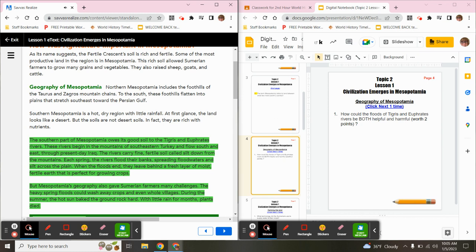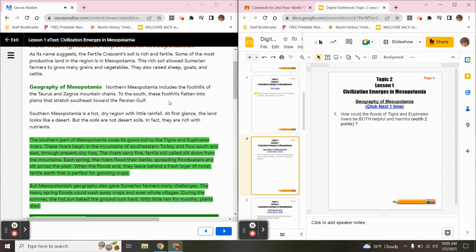Geography of Mesopotamia. Northern Mesopotamia includes the foothills of the Taurus and Zagros mountain chains.